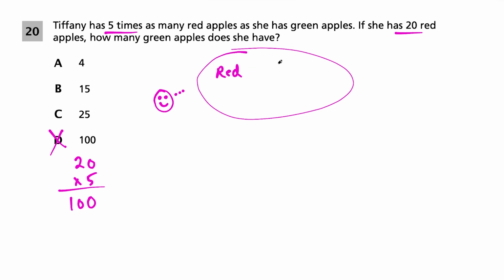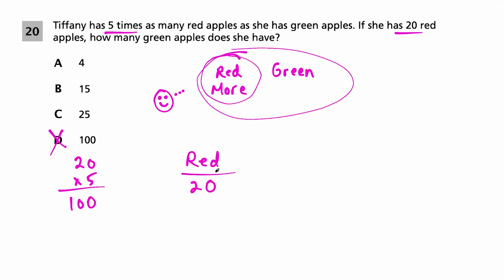She has red apples and green apples, and if we reread this question again very carefully, let's think about which one she has more of. So Tiffany has 5 times as many red apples as she has green apples. That means that she has more red apples than she does green. Okay, she has more of these type of apples than she does green. So if we're looking for how many green apples she has, and we're told here that she has 20 red apples, if she has more red apples than she does green apples, that means the amount of green apples has to be less than 20. So right away, we're down to these two answer choices.